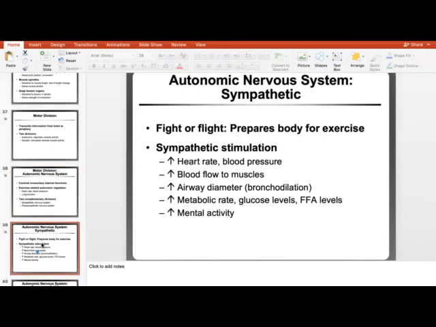Your sympathetic nervous system, like I said, is fight or flight: increase heart rate, increase blood pressure, increase blood flow to your muscles, increase airway diameter so you can get oxygen, increase the ability to burn fuel in bioenergetics, and increases mental activity. I gotta either fight or get out of where I'm at. And you can feel that all happen. It happens relatively quickly when you get into a situation where you either have to fight or flight.